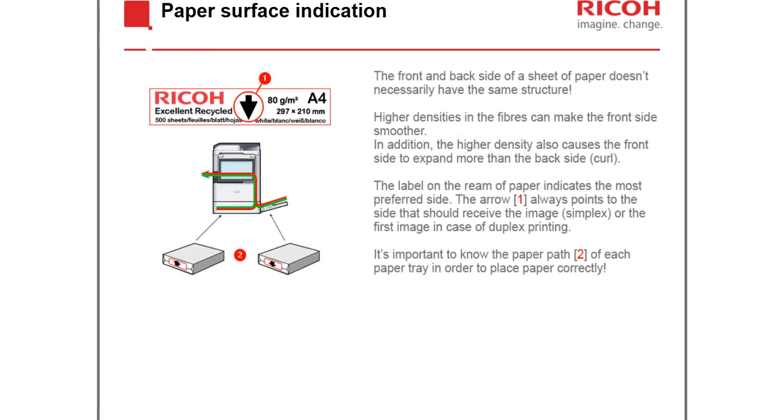The front and back side of a sheet of paper doesn't necessarily have the same structure. Higher densities in the fibers make the front side smoother. In addition, the higher density also causes the front side to expand more than the back side. The label on the ream of paper indicates the most preferred side. The arrow always points to the side that should receive the image, or the first image in case of duplex printing. It's important to know the paper path of each paper tray in order to place paper correctly.